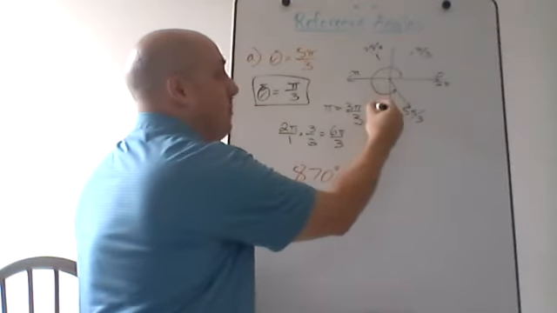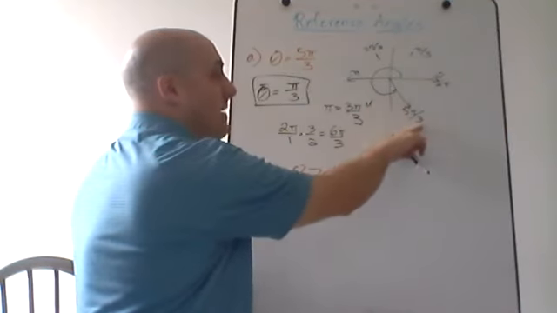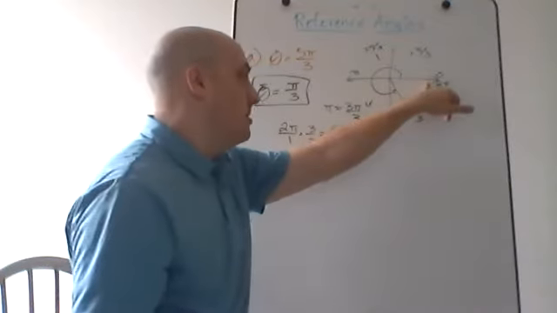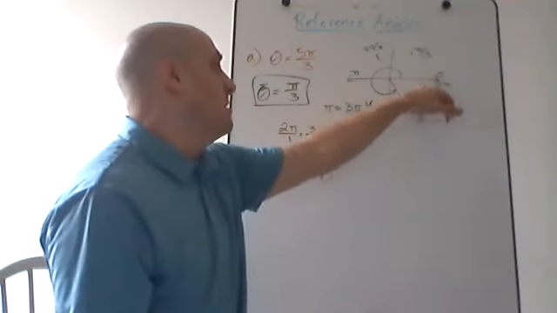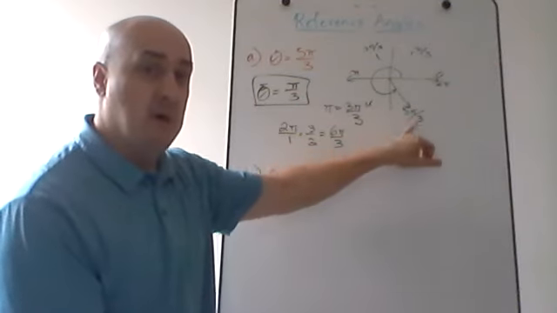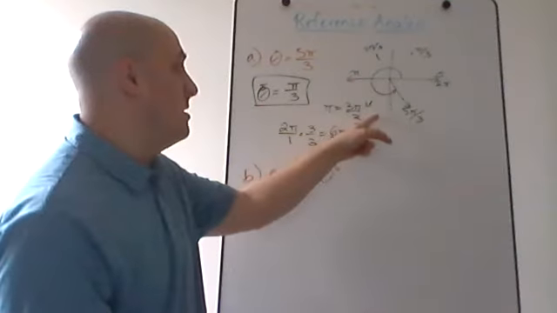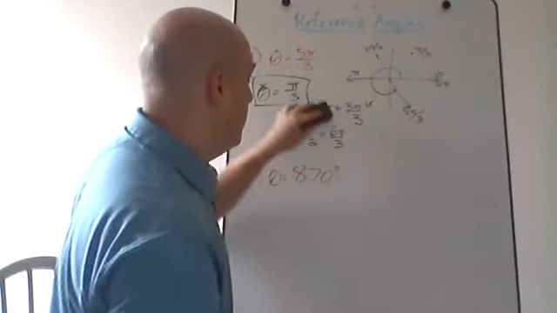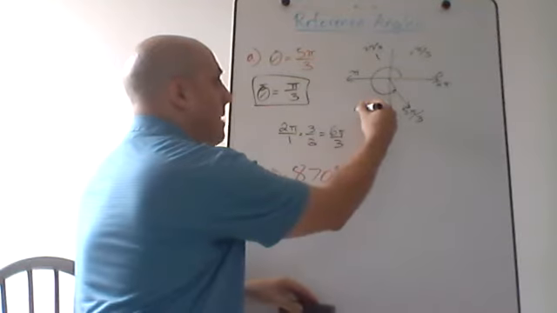Down here is going to be 4 pi over 3. And then over here is 5 pi over 3. And then the full circle, or the full lap around, is going to be 6 pi over 3, which is 2 pi. Right? So that should hopefully convince you that 5 pi over 3 does belong in the fourth quadrant, not in the third quadrant. The one over here would be 4 pi over 3.